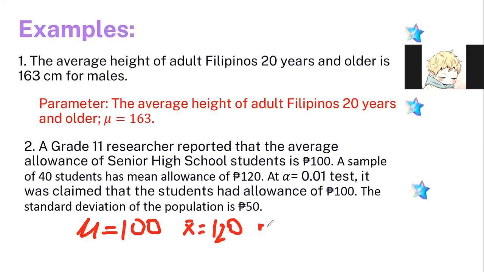The N coming from the sample is 40. The level of significance, alpha, is 0.01. Ano pa mga given? Ayan, SD pala. Standard deviation of the population, SD is 50. So those are the notations na kailangan alam ninyo in identifying the parameters in a given problem. Okay po? May tanong po tayo doon? Wala po. So ganun lang po yun.